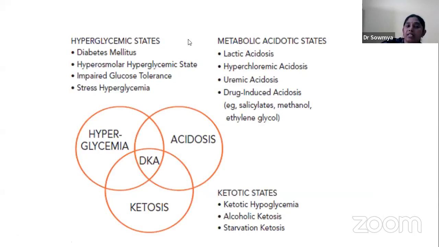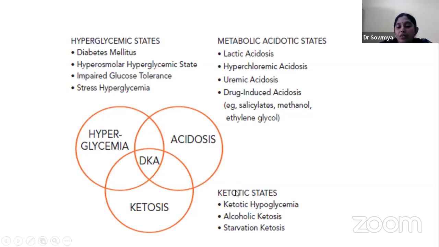So what are the hyperglycemic states? If the blood glucose is high, what are the conditions we should consider? The patient is having diabetic ketoacidosis or hyperosmolar hyperglycemic state, impaired glucose tolerance or stress hyperglycemia, as we have discussed. Metabolic acidotic states: lactic acidosis, also septic shock leads to lactic acidosis, hyperchloremic acidosis. If you are giving normal saline in large amounts, it leads to hyperchloremic acidosis, uremic acidosis, drug-induced acidosis, as in salicylate poisoning, methanol poisoning, ethylene glycol poisoning.